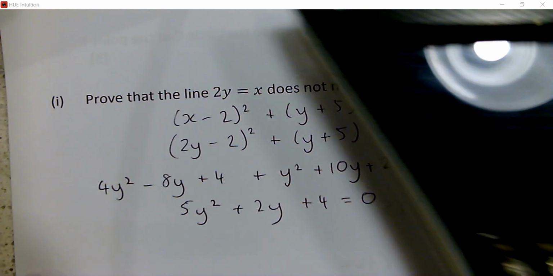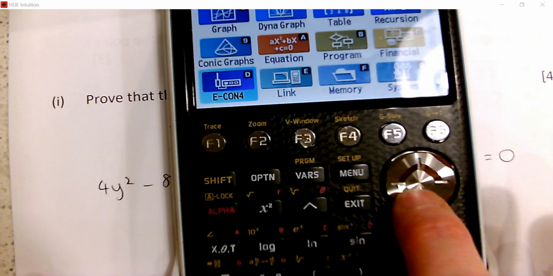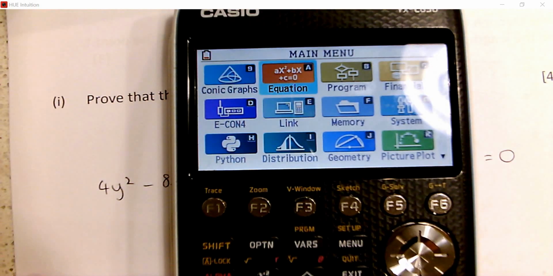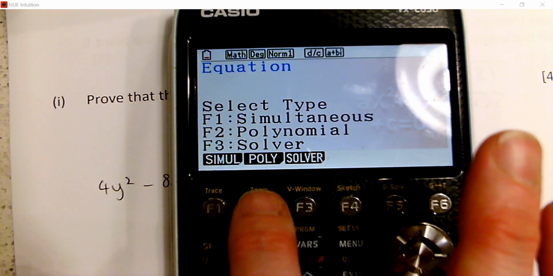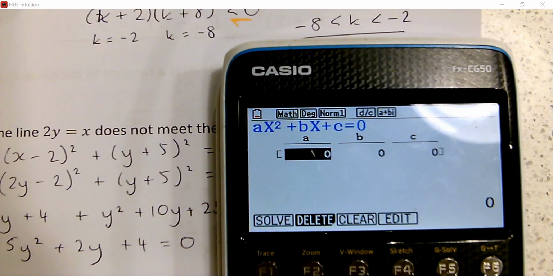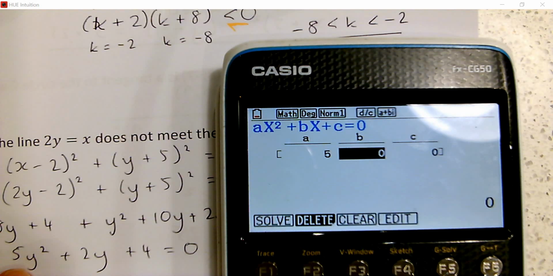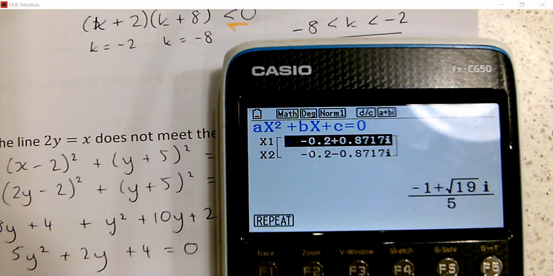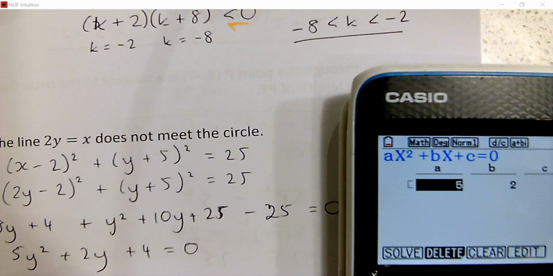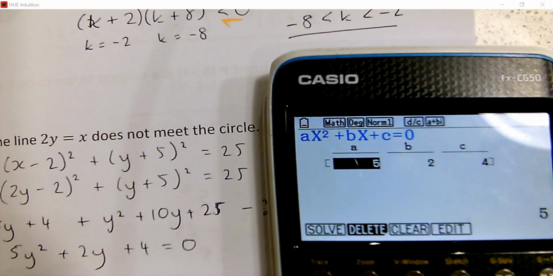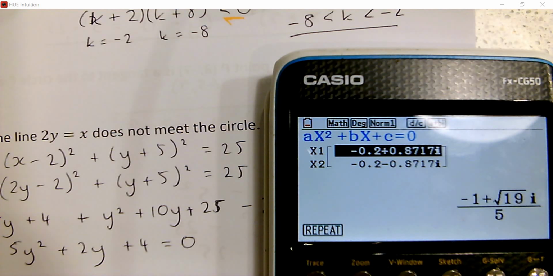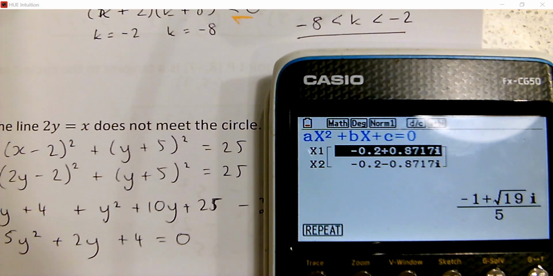I'm going to make my calculator work it out. So go menu and go down to the equation menu. There we go. Right, I want to solve polynomial, degree 2. My coefficients are 5, 2, and 4. Okay. Oh dear, that doesn't look good, does it? Have I got it the wrong way round? No, I think I'm happy with that. Okay, oh yes, so this is good news, isn't it? So this tells me I haven't got any real solutions.